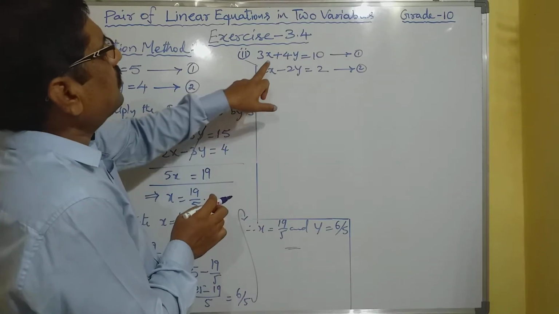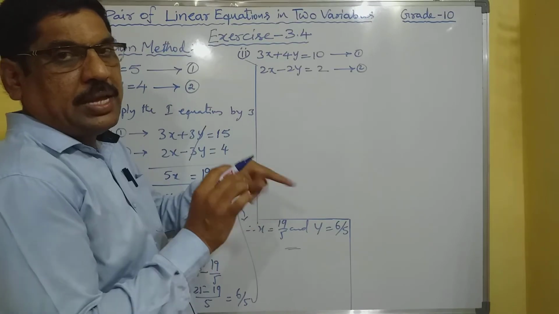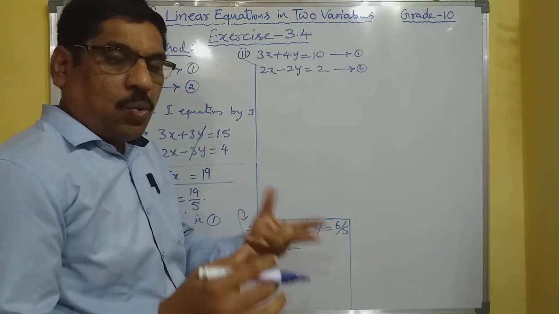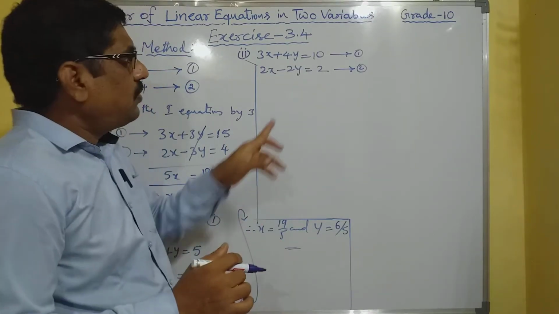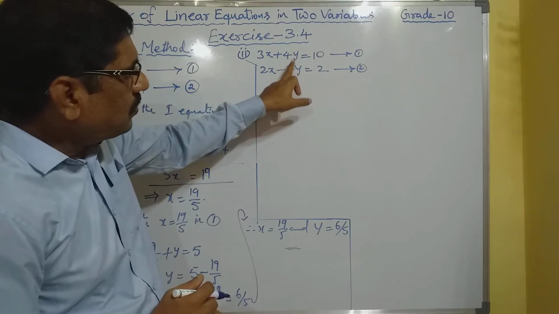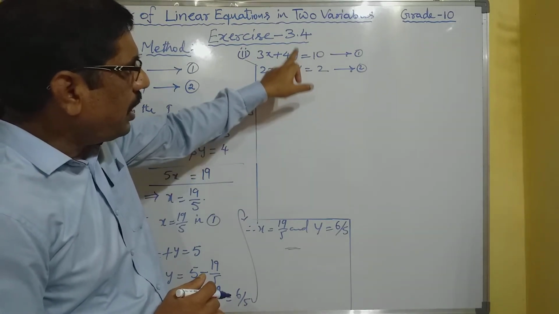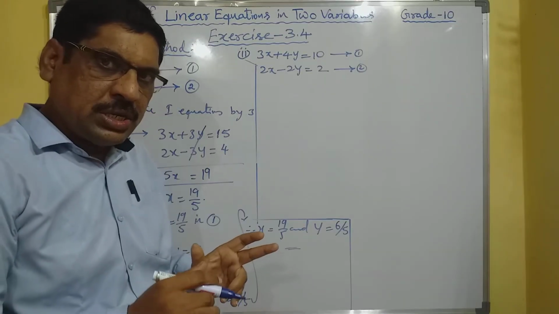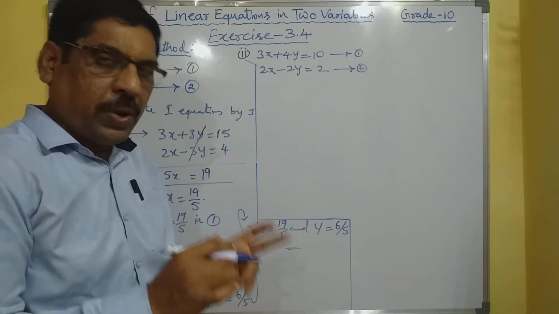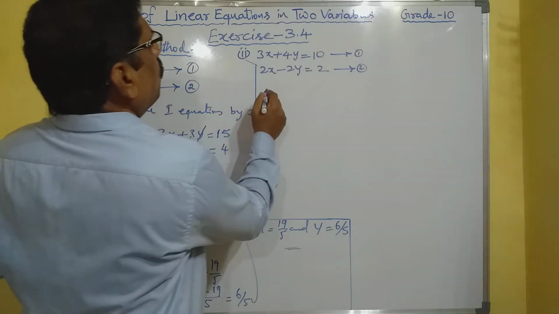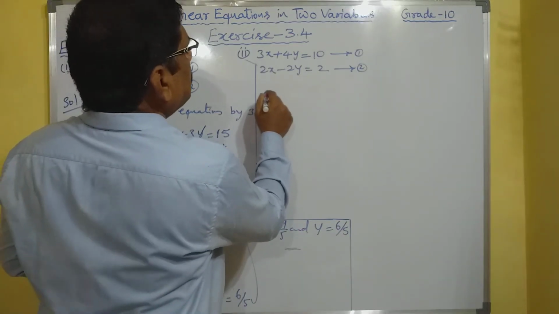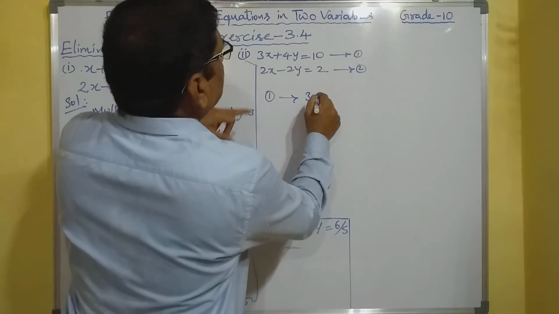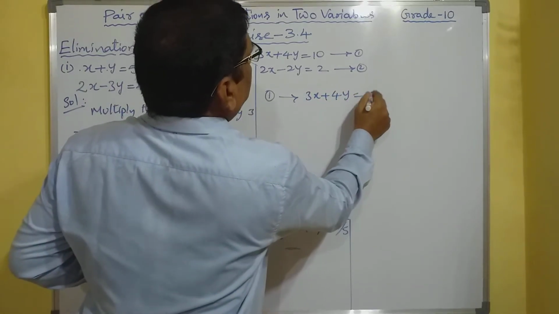Now, look at this. Here we have to make either the x coefficients or the y coefficients equal first. Here, the coefficients of y already have opposite signs. So let us try to change the coefficients of y. Okay. Now, what is the first equation? I will take the first equation as it is, 3x plus 4y is equal to 10.